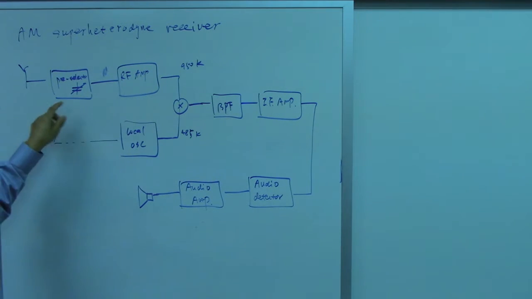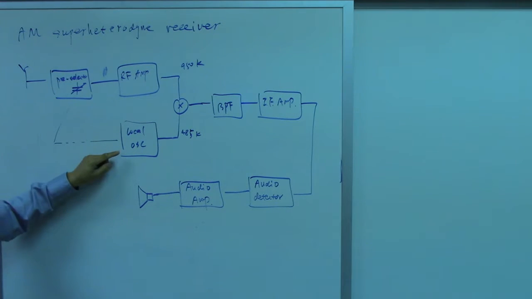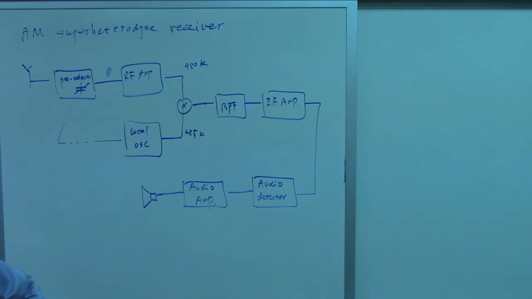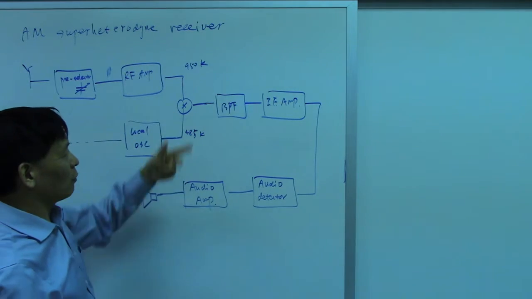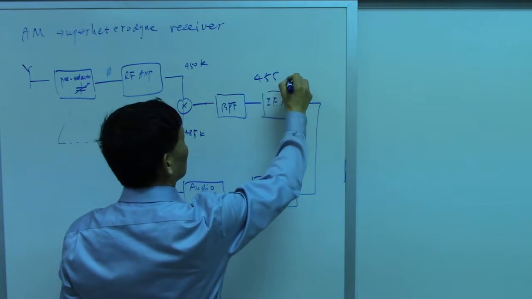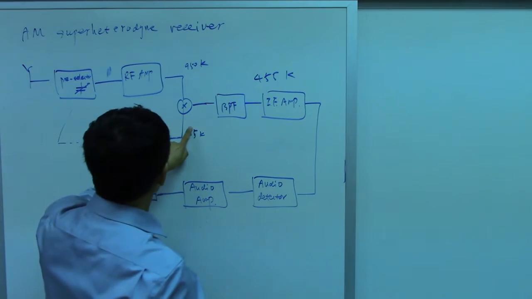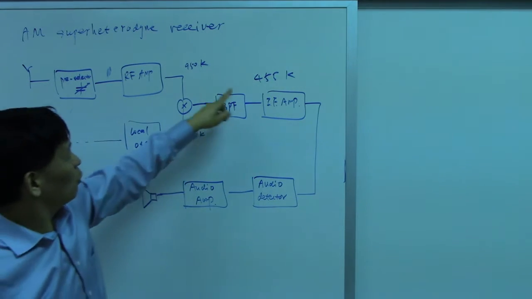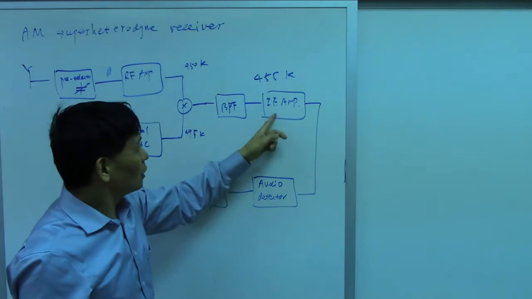Now the beauty of this system is when you change this one, you change this at the same time, but keep the difference the same. So look here. This is 950, this one 485. What's the difference? In this case, 465. So maybe I will choose another. This one minus this gives us 455 kilohertz. So this is called the intermediate frequency.